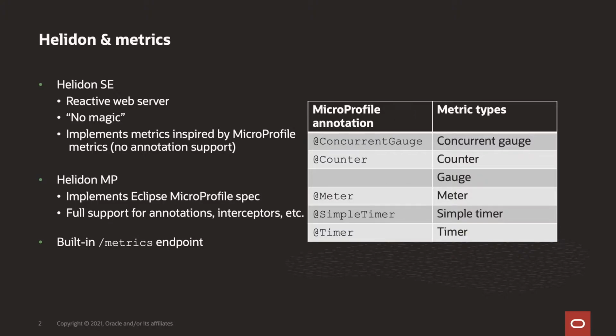Helidon MP implements the Eclipse MicroProfile specification and includes full support for annotations, interceptors, and so forth. This includes a complete implementation of the MicroProfile Metrics specification. Both SE and MP automatically add the /metrics endpoint to your application from which clients can retrieve metrics output.